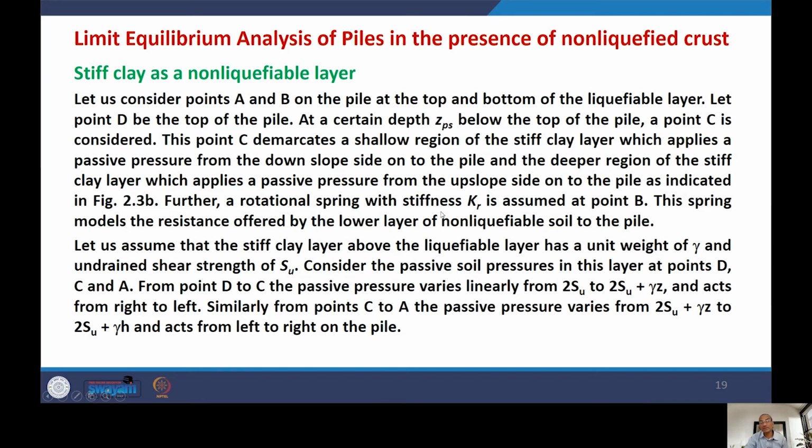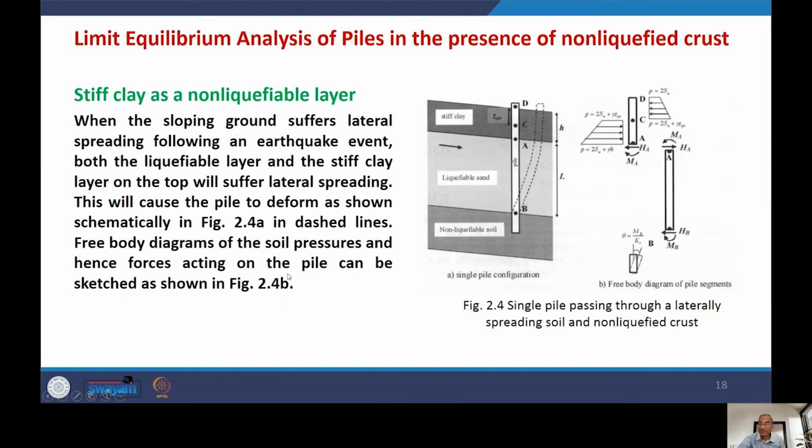A rotational spring with stiffness Kr is assumed at point B. This spring models the resistance offered by the lower layer of non-liquefiable soil to the pile. So a rotational spring is also shown here. So this is attached to.